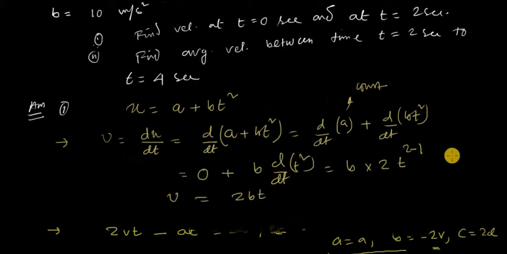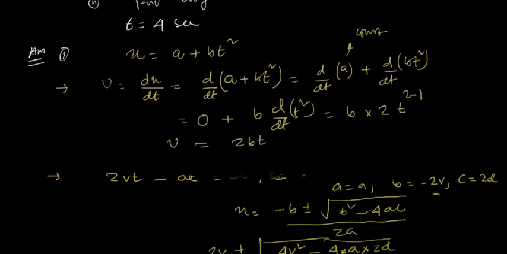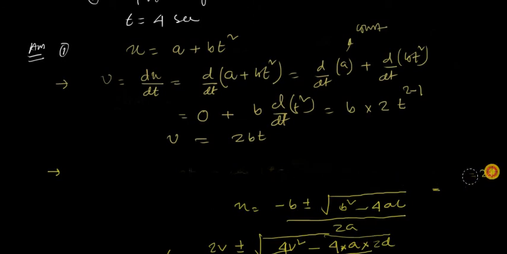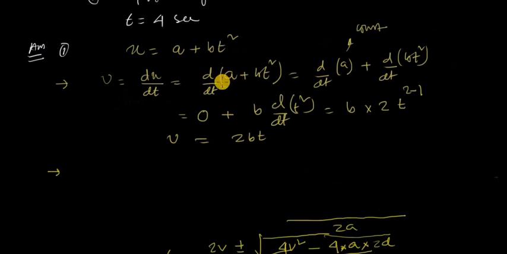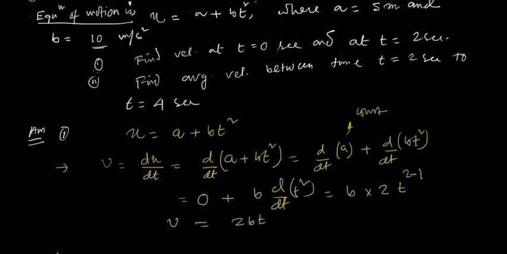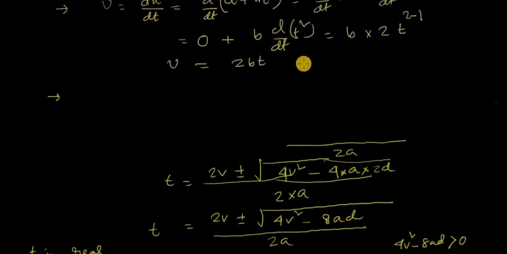This is our velocity, 2bt. Let's clear this portion. Now here, what is b? b is given, it is 10 meter per second square. So putting this value here, b is 10 meter per second square. Therefore this is nothing but 2 into 10 into t, that means 20t.